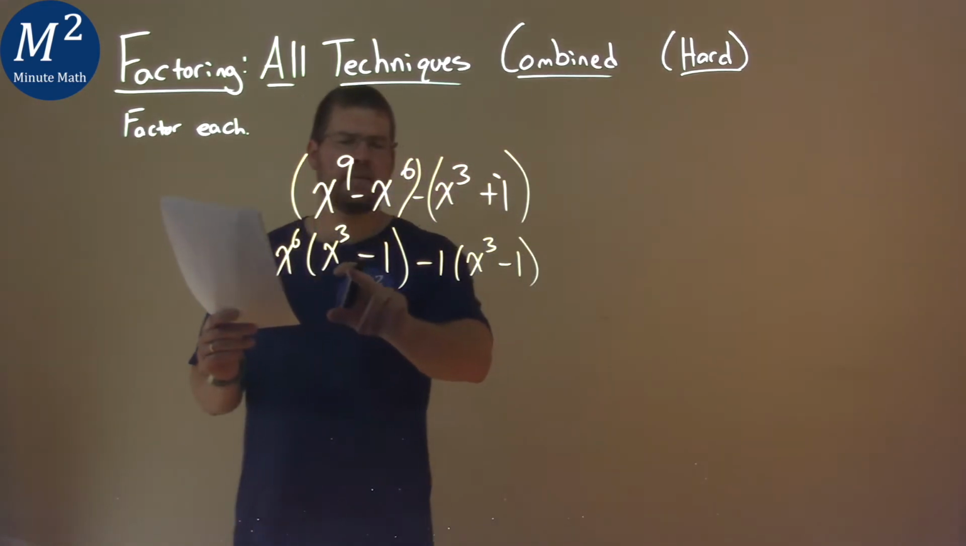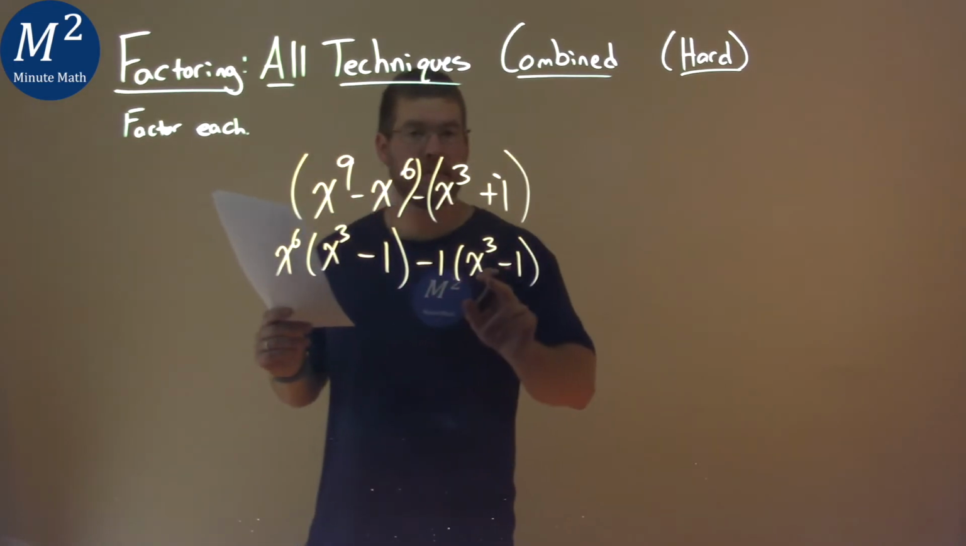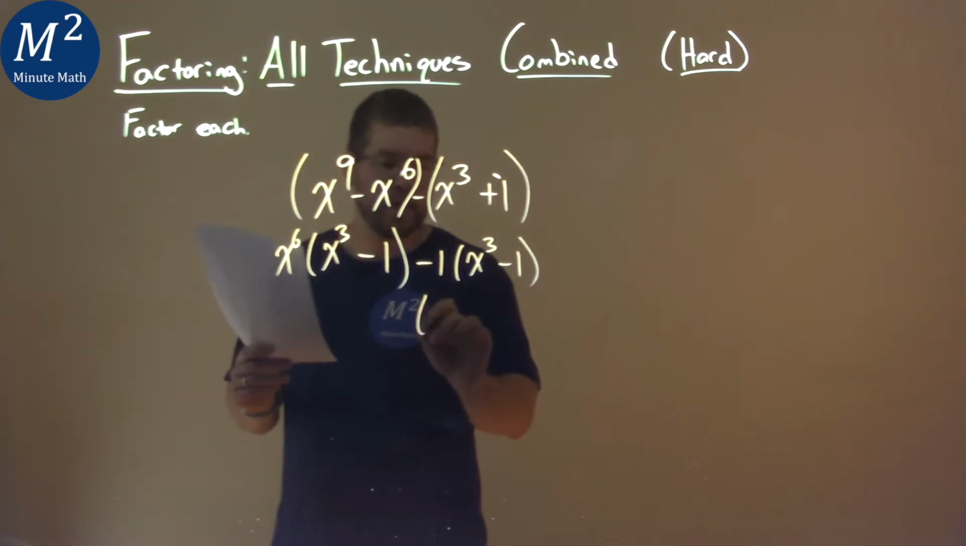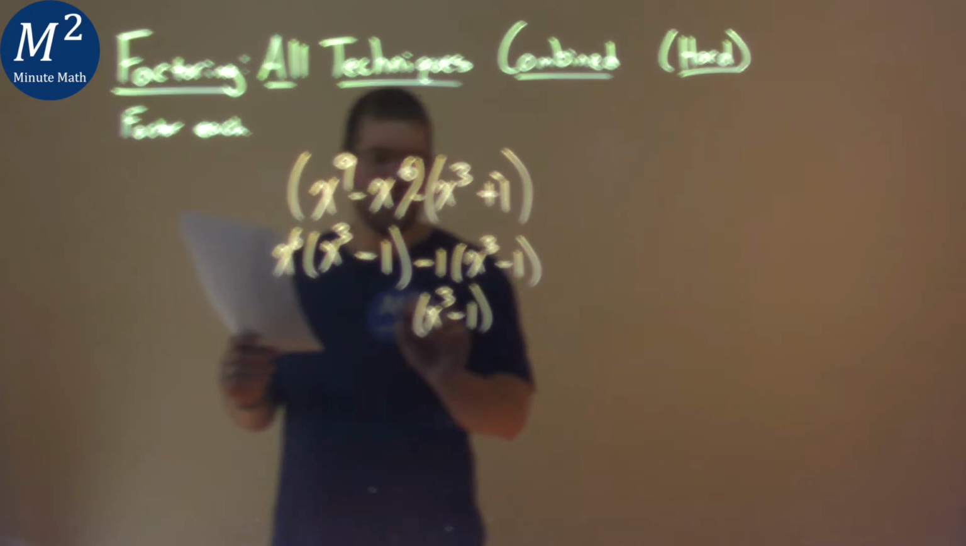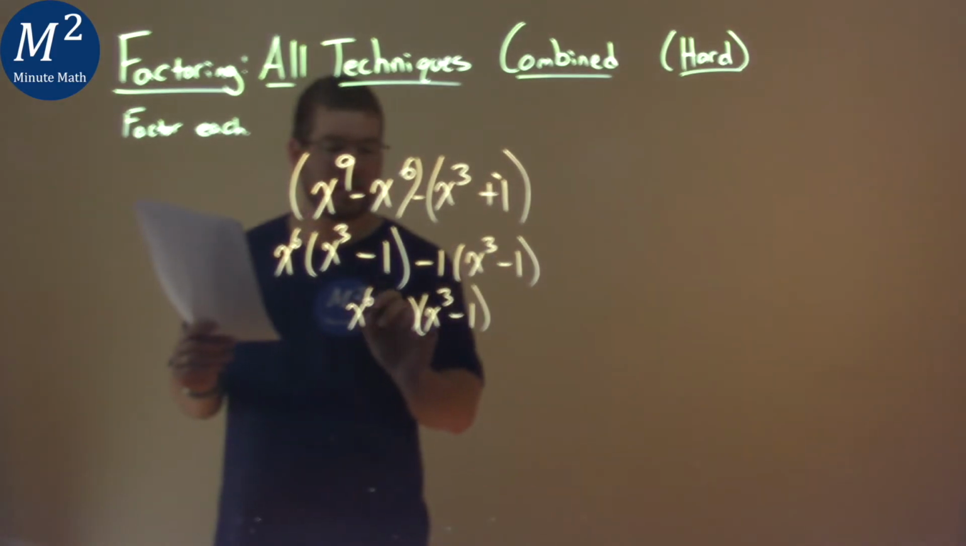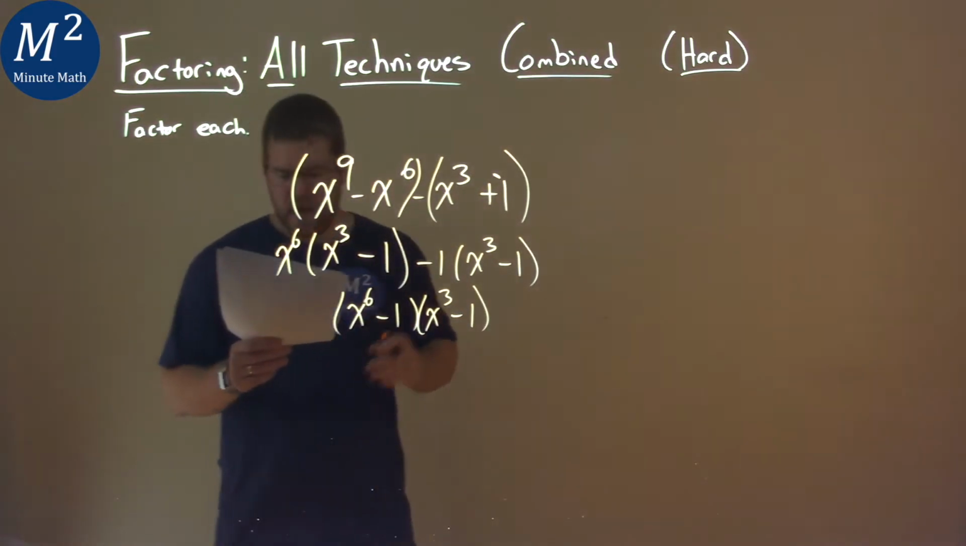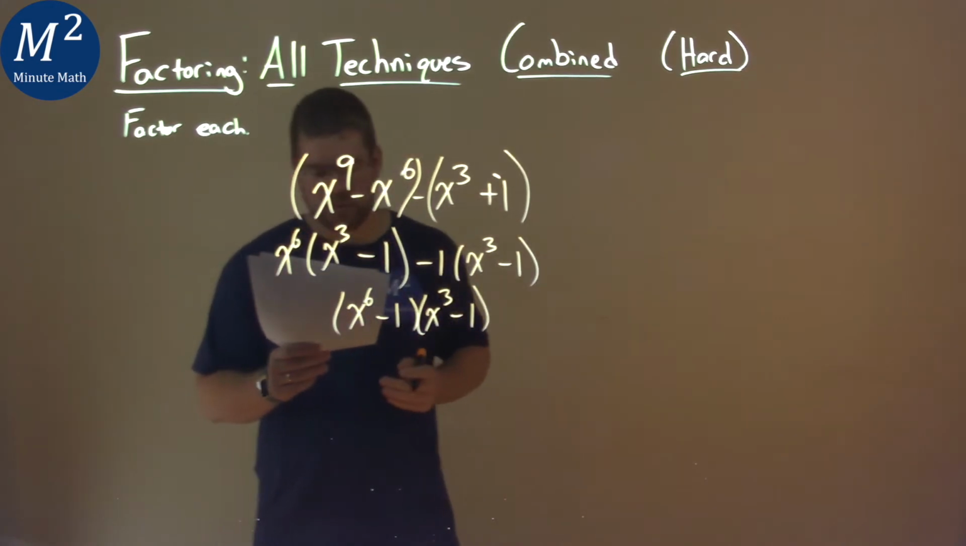Now hopefully you can see x to the 3rd minus 1 is written twice. So this is our grouping. We pull that out, x to the 3rd minus 1, and we're left with that x to the 6th minus 1. And this is where it really gets tricky.